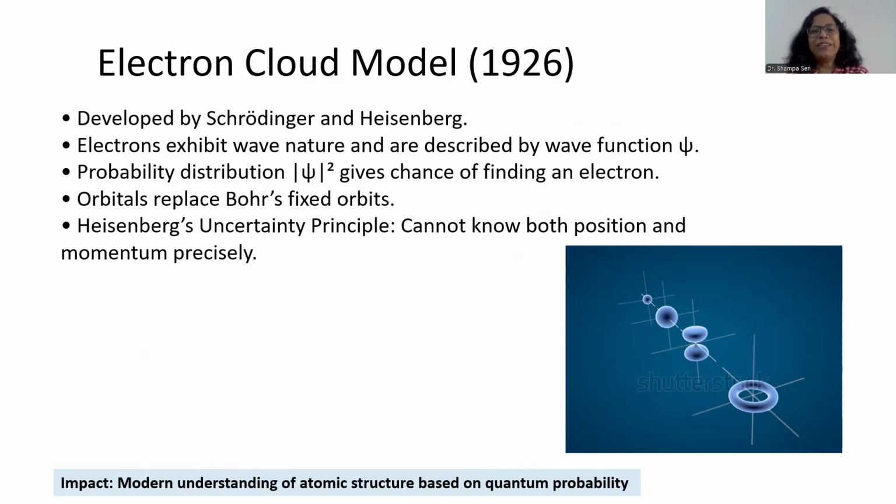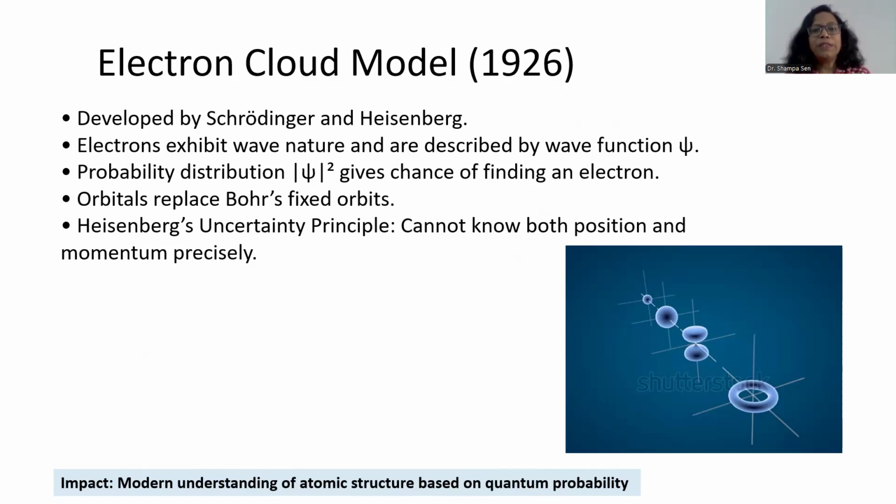Electrons exhibit wave nature and are described by a wave function. Wave function, we had discussed this. The square of the wave function is the probability distribution. So it gives the chance of finding an electron. The square of the wave function means it's the probability of finding the electron in space. The maximum value of the probability distribution means it's the maximum chance that the electron will be found in that space. Orbitals replace Bohr's fixed orbits in this model.